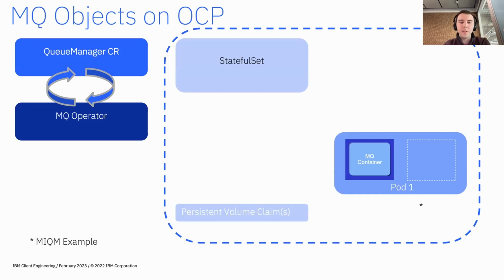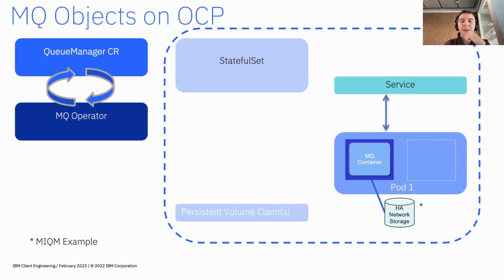Secondly, it will then create the persistent volume claim. This is the actual storage disk. It will allocate a bit of storage and say, we want, for example, 10, 20, 30 gigabytes of storage for this MQ instance, and it will go away and reserve some space. In this example, we're using a multi-instance queue manager, so we have a pod connected to a high availability network storage.